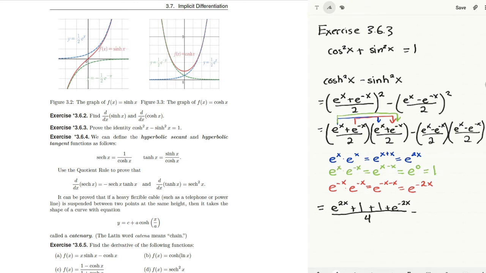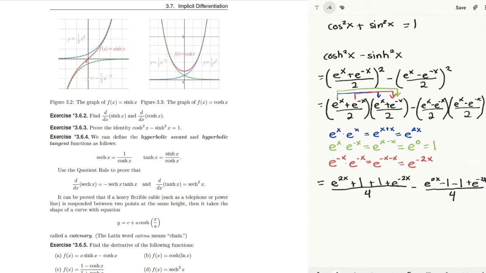And we'll have a similar calculation for the second term. So we have e to the 2x minus 1 plus e to the negative 2x. And this is all over 4. So now let's combine our fractions.